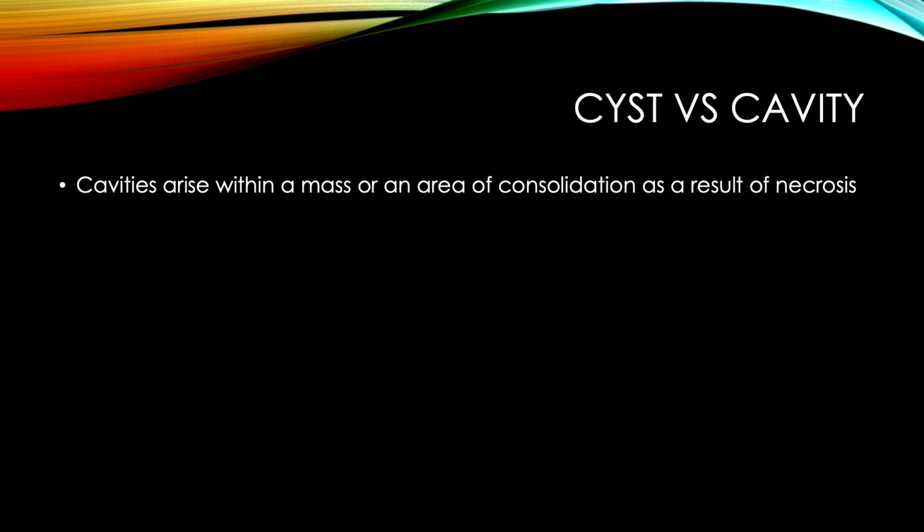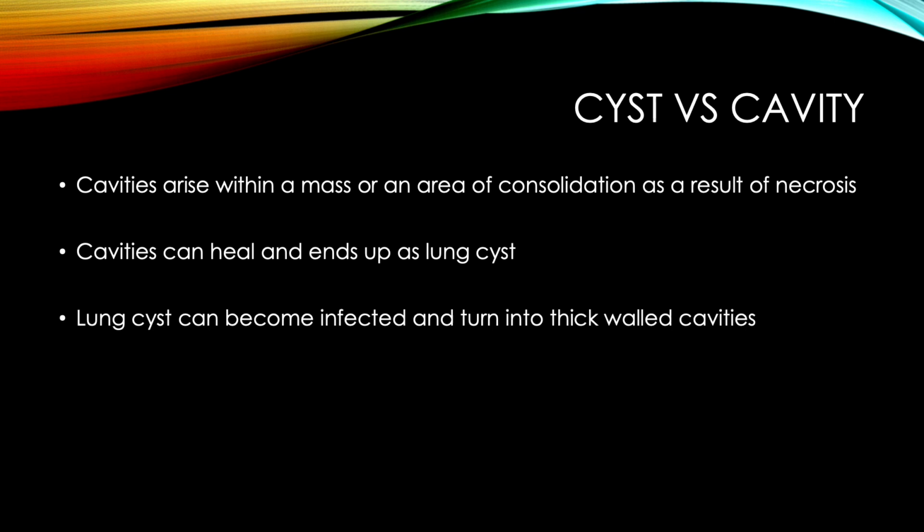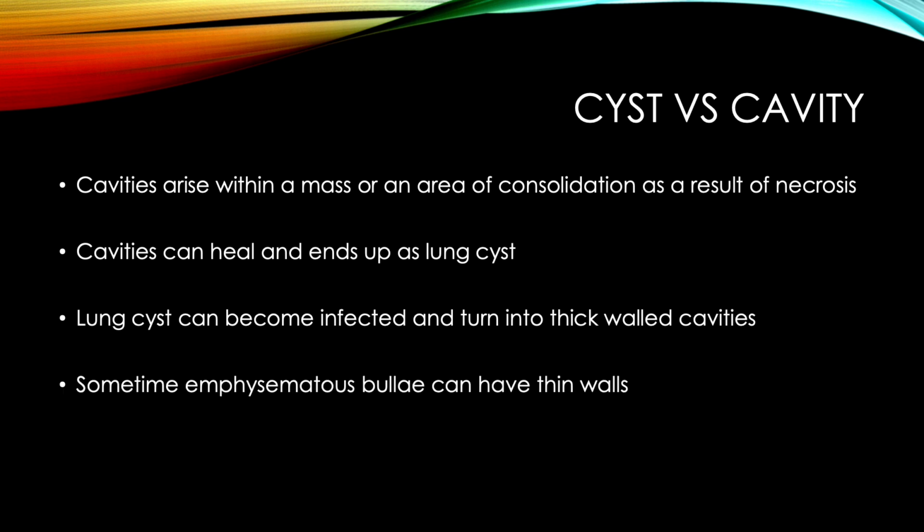In the differential diagnosis, there is overlap between cavities and cysts. Cavities can heal and end up as lung cysts, and lung cysts can become infected and turn into thick-walled cavities. Sometimes emphysematous bullae have visible walls that measure less than 1 millimeter. To differentiate them from cysts, look at the surrounding lung parenchyma.